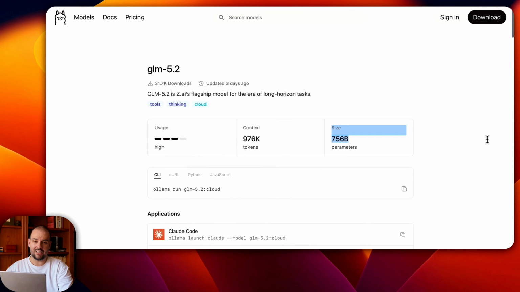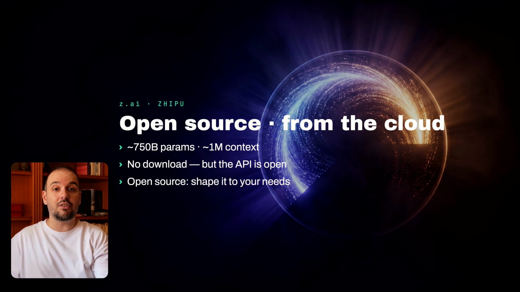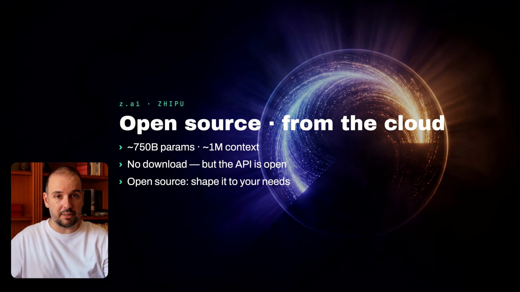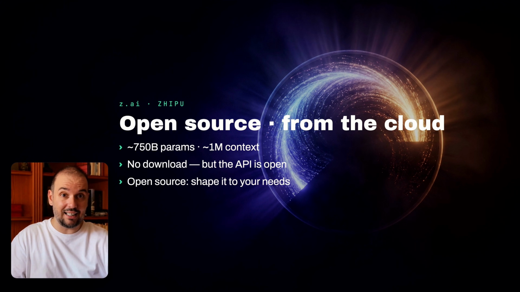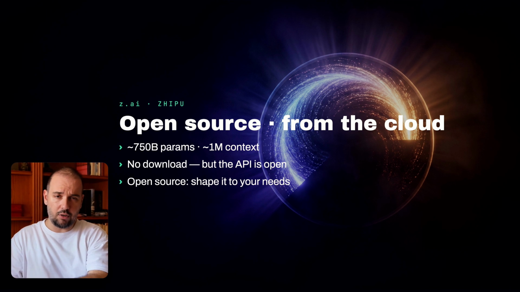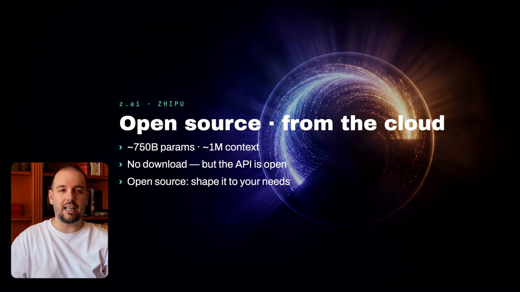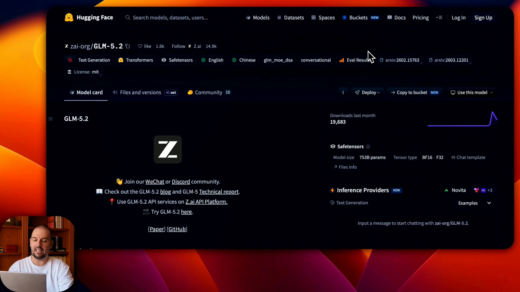When you go to Ollama's site, you can see GLM 5.2. This is a model with 756 billion parameters. Its context is also close to 1 million. We can already say it's 1 million. You can run it this way, but only from the cloud. It doesn't allow you to download it. But if you type GLM 5.2 Hugging Face, you can already see GLM as open source here.